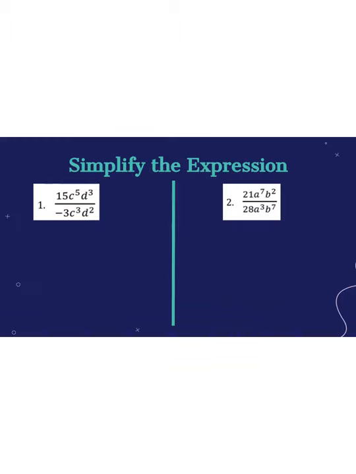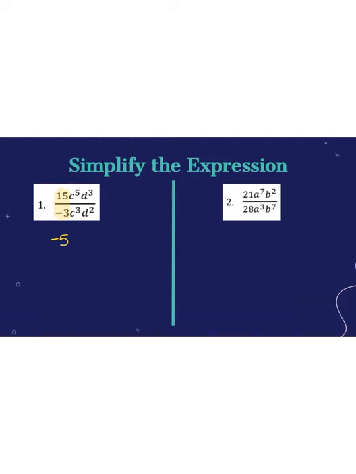So number 1 says we're going to simplify the expression. I have 15 c to the 5th d to the 3rd divided by negative 3 c to the 3rd d to the 2nd. So when I start this, I'm going to look at my coefficients, or my numbers in front. So I have 15, and I'm going to divide that by negative 3, because that's what that division bar, or that fraction symbol, means. I'm going to divide. So 15 divided by negative 3 will give me a negative 5.